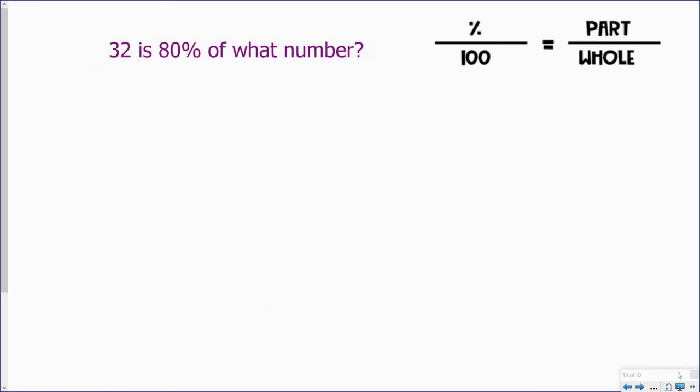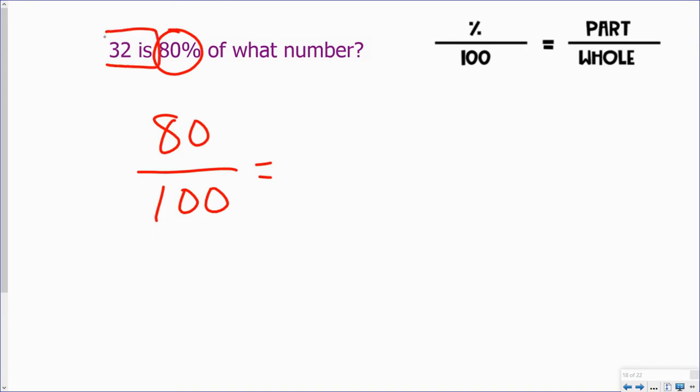So in this problem, again, I have my 80%, which is represented by 80 over 100. And then I have here 32 is. So I would have my 32 here. And here it says of what number. And so I'm looking for the whole amount that's missing in this problem.